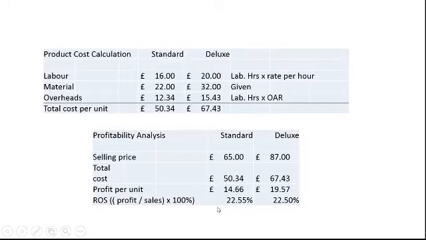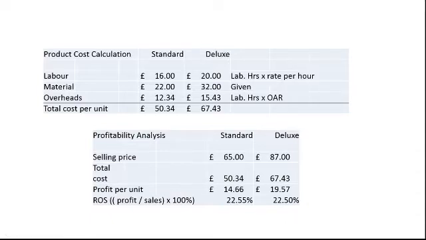So if we do return on sales in percentage, that is this profit divided by the selling price, times 100, we will get 22.55% from standard and 22.50% for deluxe. So we can conclude that there is almost no difference in terms of profitability of the two products, so we can manufacture both in equal proportion. So if we are manufacturing 100 of these, we can manufacture 100 of these.